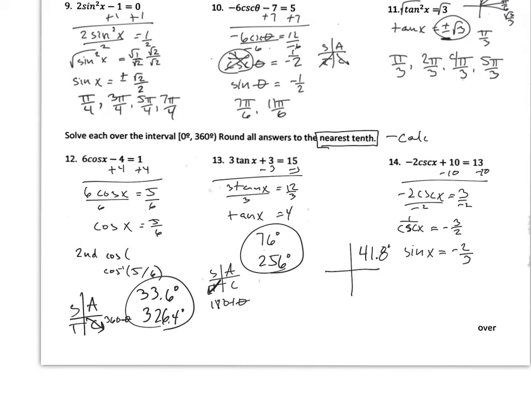Just call it 41.8. That's not an answer. Just because the calculator gave it to you does not mean it's an answer. We have to figure out where the sign is negative, which is down here and down here. So 41.8 is not those answers. So we have to do 180 plus the angle and 360 minus that angle. So minus that 41.8. So we get 221.8 degrees and 318.2 degrees.